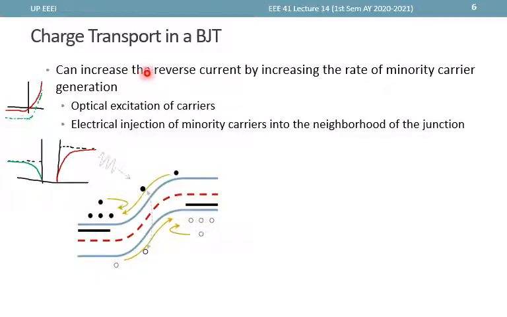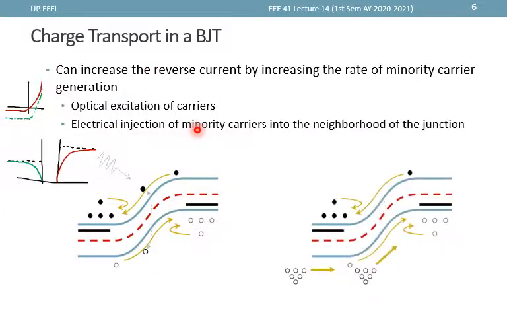Now, another option to increase the reverse current is to inject minority carriers into the neighborhood of the junction. So instead of relying only on the carriers that are generated at this portion, we inject new carriers, and when they get to this point, they will just drift into the other side, and so we get more current. Now, this scenario here is what actually happens in our BJT.